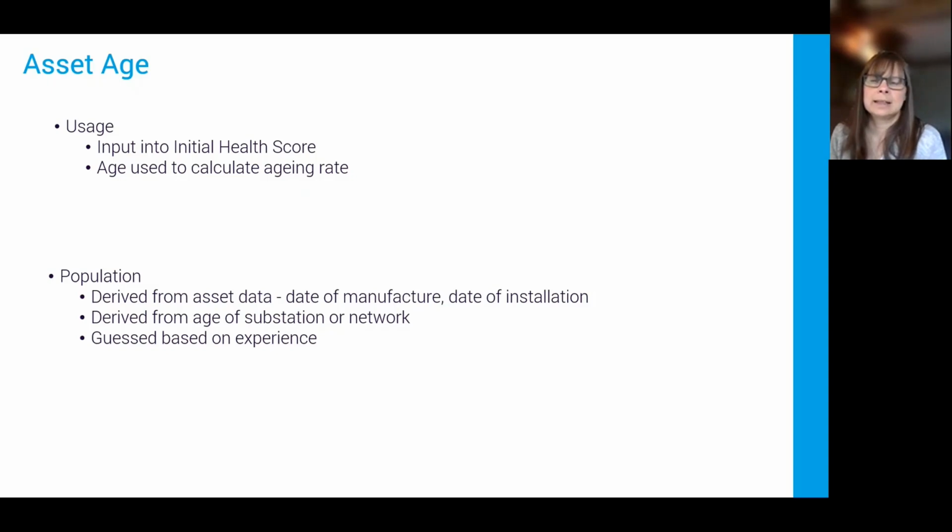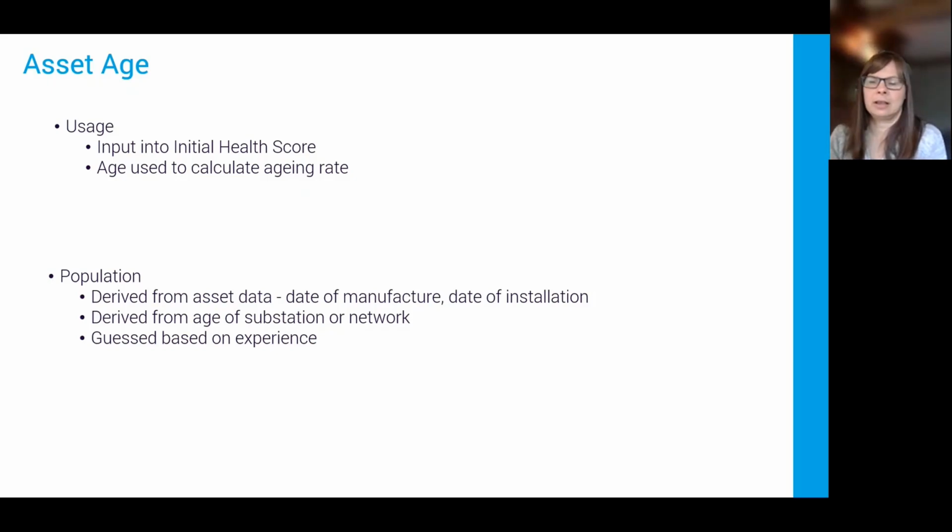So you find that depending on the different assets, the different situations, some assets will age more quickly than other assets. If you've got two assets at a HI7, in 5 years' time, one might be a HI9 and one might be a 7.6, just depending on how quickly those assets are aging. So that age is used to calculate that aging rate and therefore the future health score.